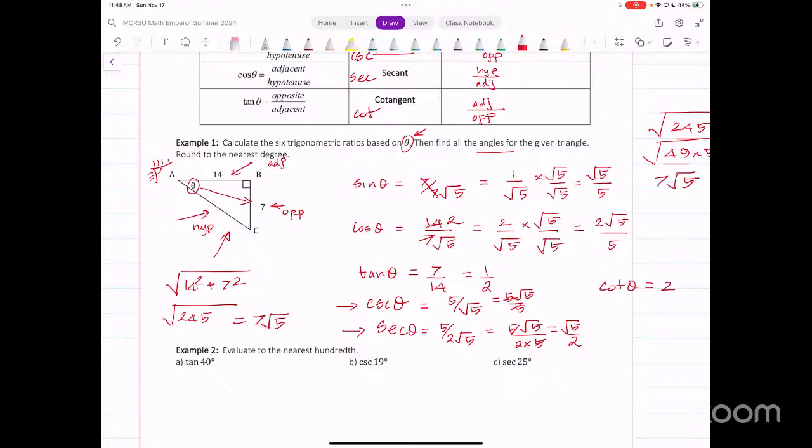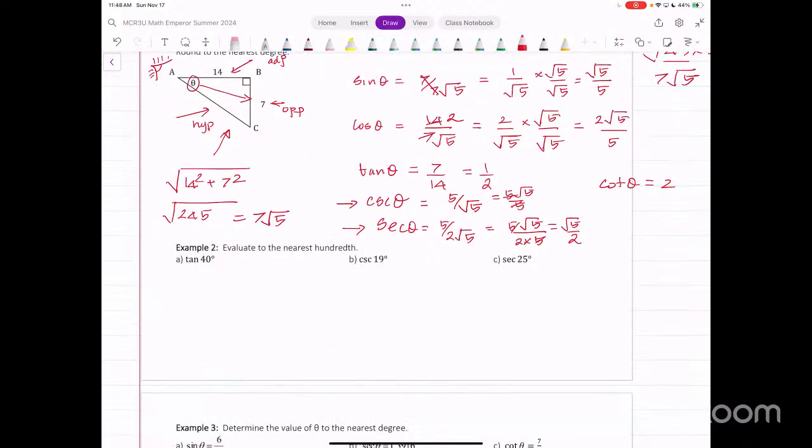How many of you have a calculator? You have a calculator, sir? You have a calculator? I have a mobile device. Do you have a calculator? On your phone. All right. Phones are allowed in this class. So what we want to know right now is how we are able to find the angle measure using a calculator. So tan of 40.